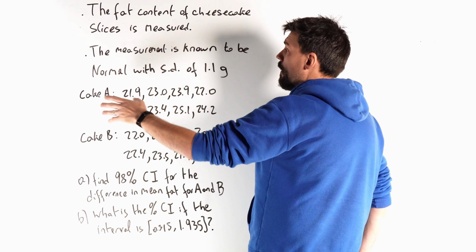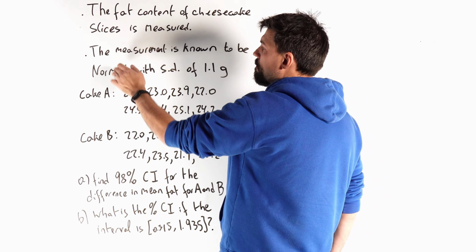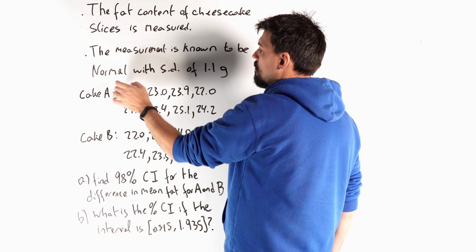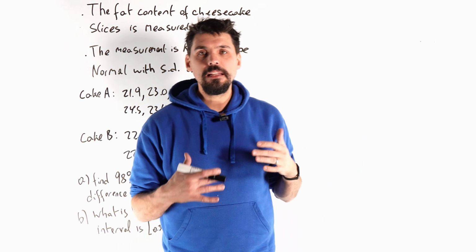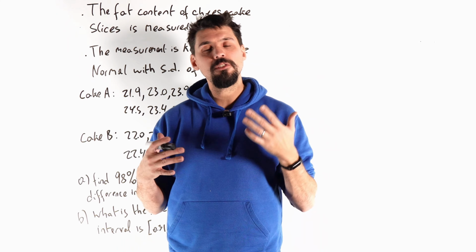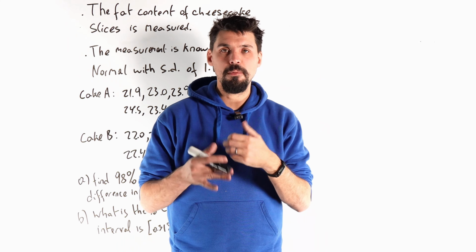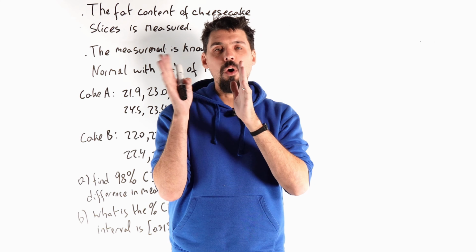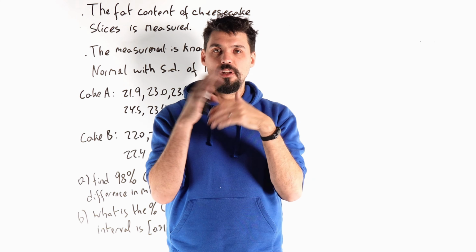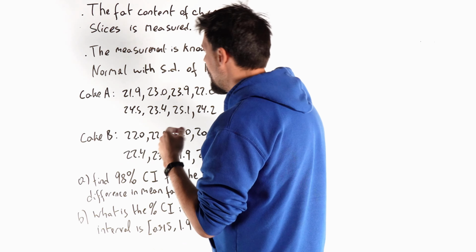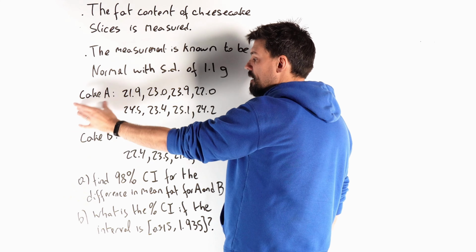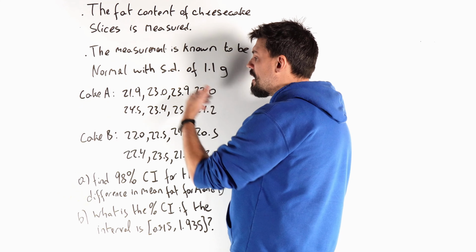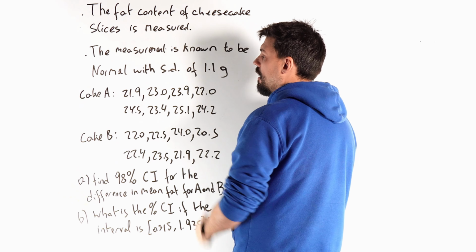I'm up for it. However we measure it, this measurement is known to be normally distributed with a standard deviation of 1.1 grams. So the point is, it's not perfect. If you measure the fat content of the same slice of cheesecake multiple times, you will get that 1.1 gram standard deviation in your measurements. Not too bad. So we are comparing two types of cake, cake A and cake B, and we measure the fat content of 8 slices for each cake.